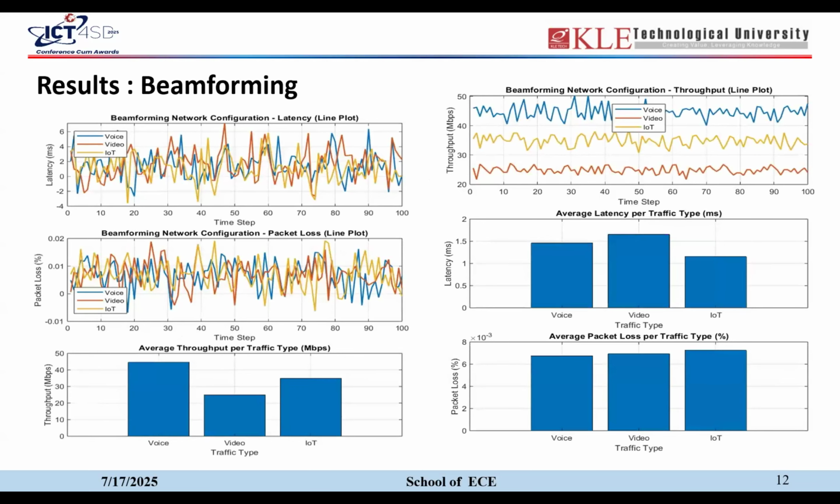So this is the result. So this is beamforming. Under beamforming, the network dynamically focuses the signal towards each device. So naturally, we expect good latency performance. Latency was lowest for IoT and highest for video and voice. Throughput is lowest for video and highest for voice and IoT. And packet loss varies according to traffic.